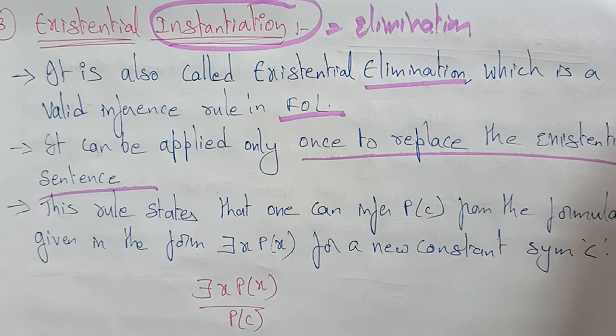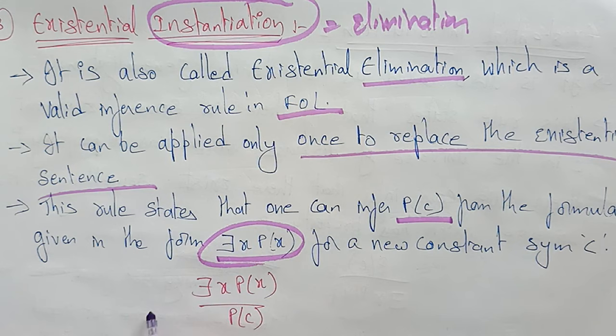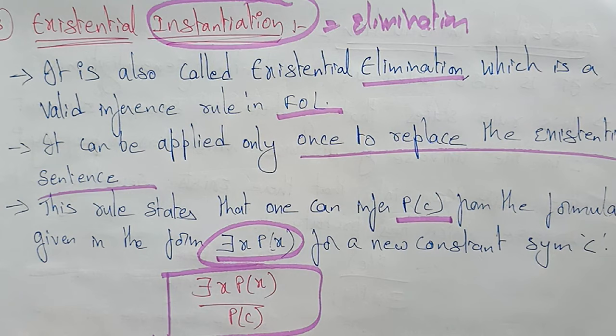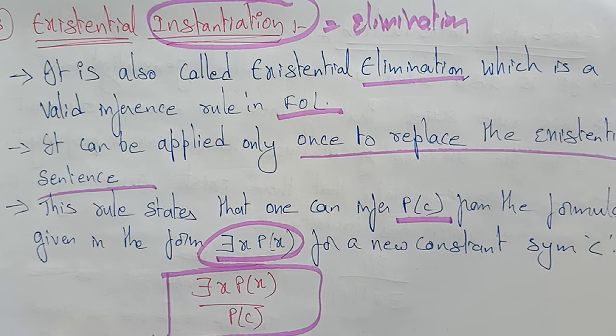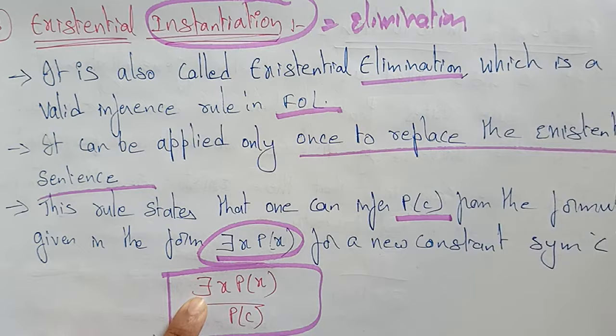So this rule states that one can infer P of C from the rule given in the form of there exists X P of X for a new constant symbol C. So just like universal instantiation, in place of for all, you keep there exists. There exists X P of X, so P of C. The only difference is that here we are using there exists. And it can be applied only once to replace the existential sentence.